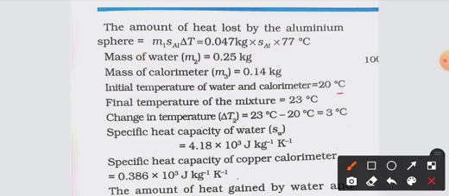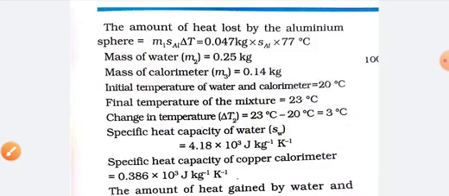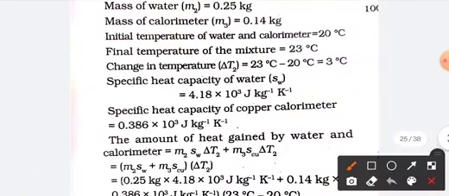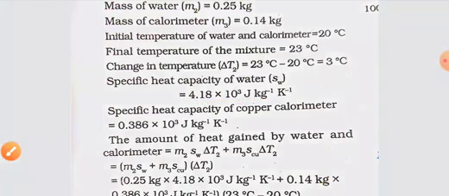Both were at 20 degrees Celsius, because the water was inside the calorimeter. And the final temperature of the mixture will be 23 degrees Celsius. So the change in temperature for both of these will be 3 degrees Celsius. Now the specific heat of water we know: 4187, or we can write it as 4.18 into 10 raised to power 3 joule per kg per Kelvin.